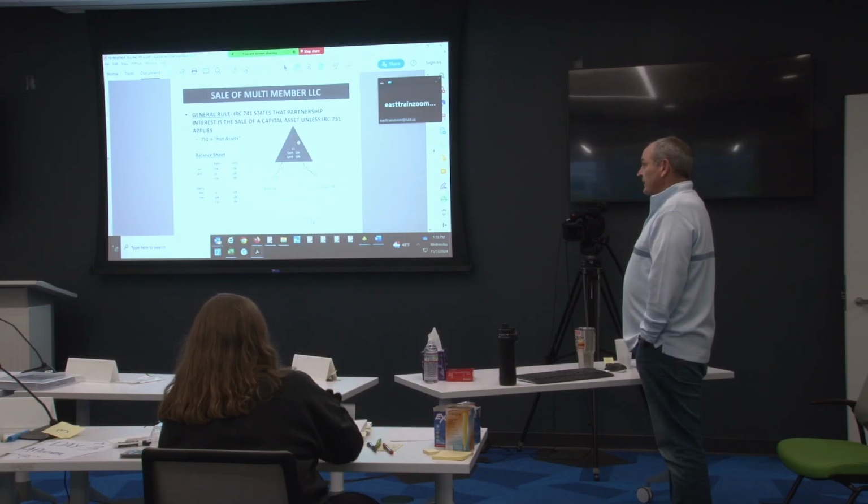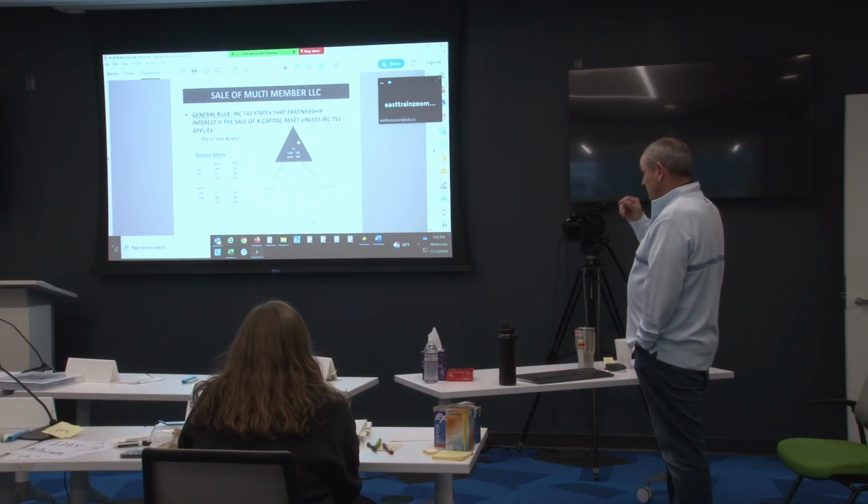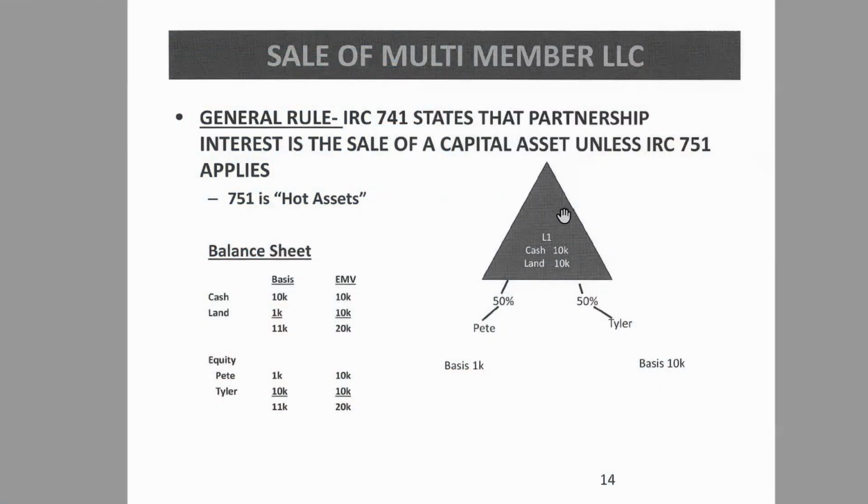Okay? We talked about 741, did we not? Alyssa? Yeah, I feel like we did. I feel like it was very brief. Well, I'm trying to remember what it was. Brad, what was 741? Selling partnership units is capital unless there are hot assets or collectibles or 100% 1250. So if we have a sale of a partnership interest, it's a sale of a capital asset and 751 applies. Okay? I think everybody is okay with that.